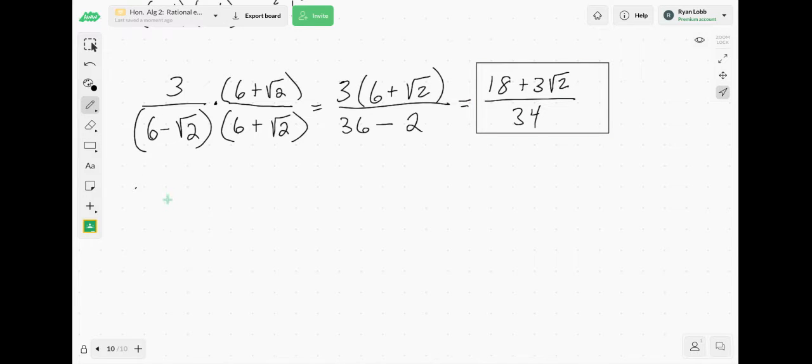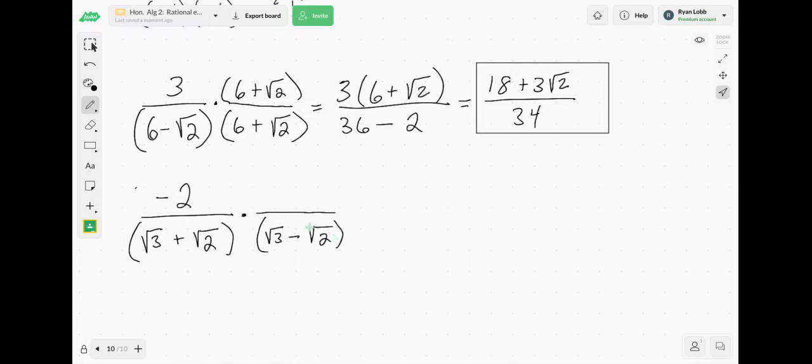You might have something along these lines. Maybe you have a 2 here, divided by the square root of 3 plus the square root of 2. So now we want to get rid of these radicals. And so what do we do? We multiply by the conjugate. In this case, it would be the square root of 3 minus the square root of 2.